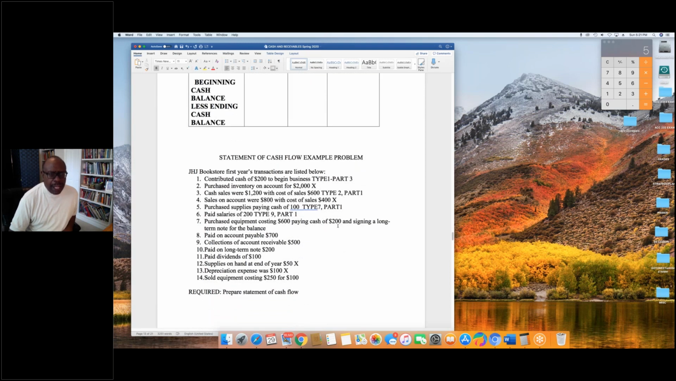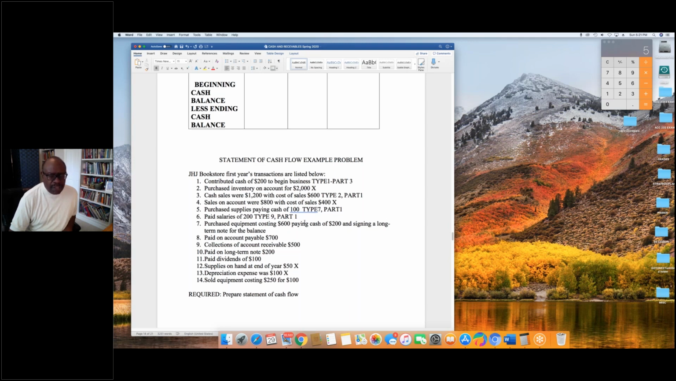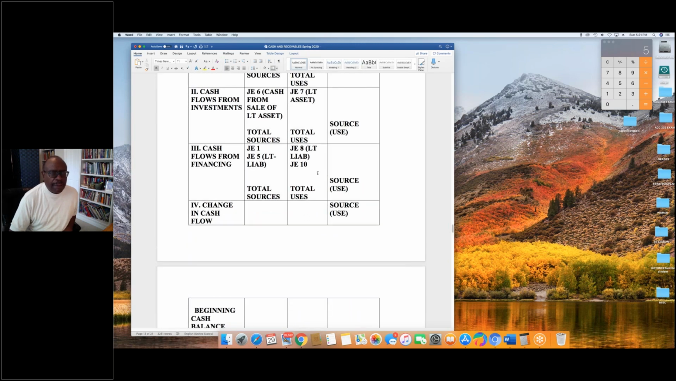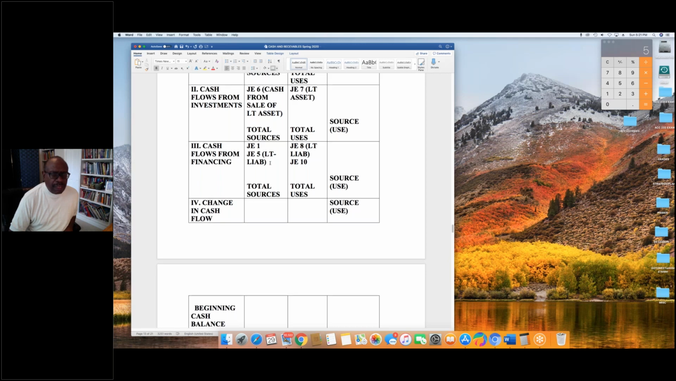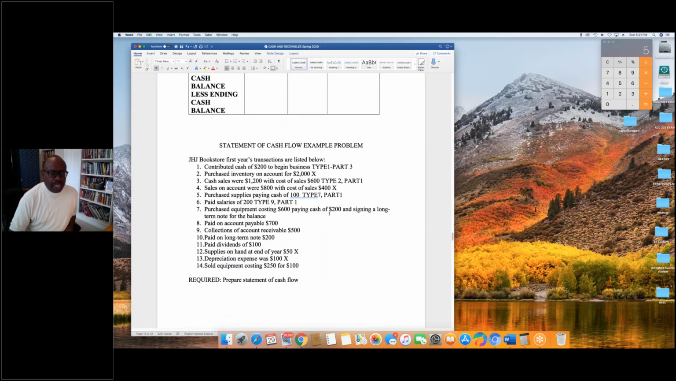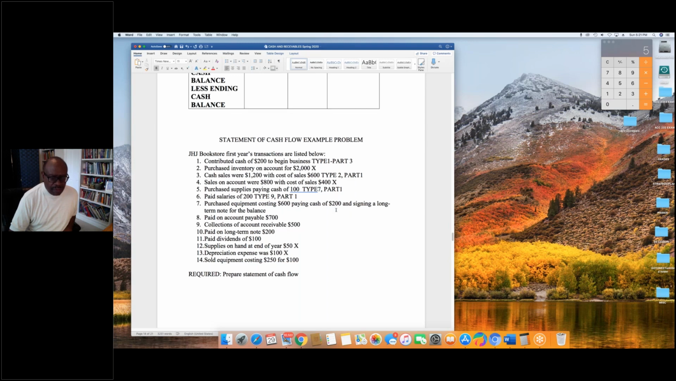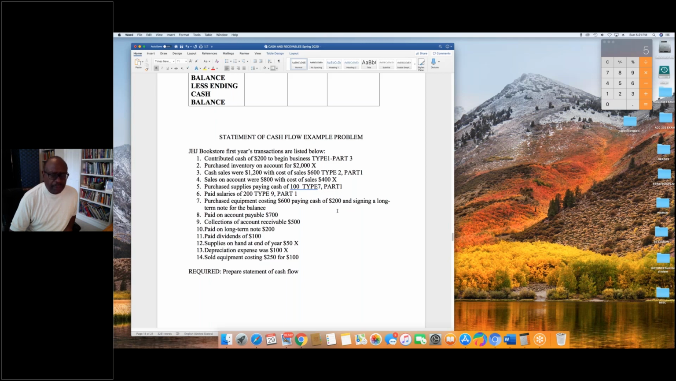But then we use debt to help buy this asset. And since we want to reflect all that, the cash is only 200, but that 400 loan amount that we took out is going to come in here as a journal entry type 5, where we got cash with a long-term loan. So we bought the equipment. It cost 600. We paid cash down 200, and we took out a loan for 400. So let's look at how we're going to do that.